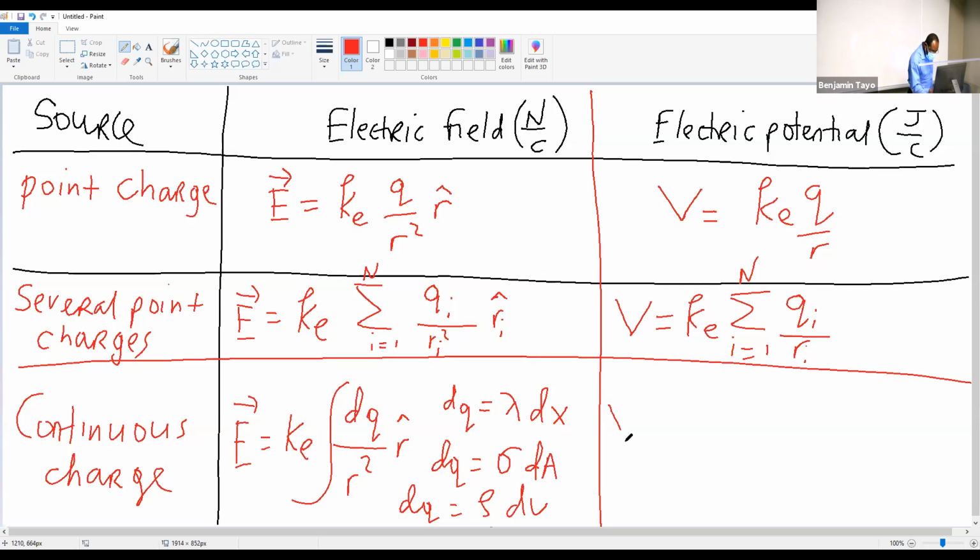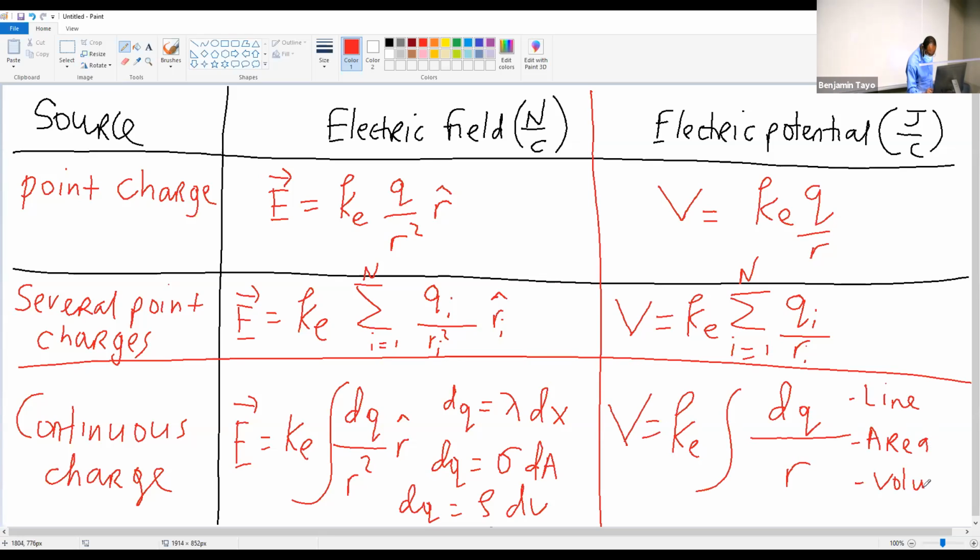Then for the potential, it's the same type of thing: this is just KE, the integral of dq divided by r. Again, dq could be a line charge, area or surface charge, or volume charge.